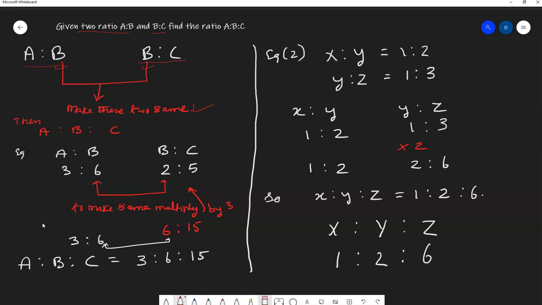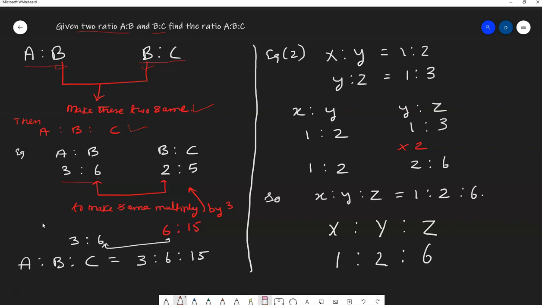Once you make these two numbers the same, you will end up writing A is to B is to C. Take this as an example. A is to B is 3:6 and B is to C is 2:5. Now we have been asked to find A is to B is to C. So the first step is, after you write it this way, left and right side, try to make the 6 and 2, the values here, the same.